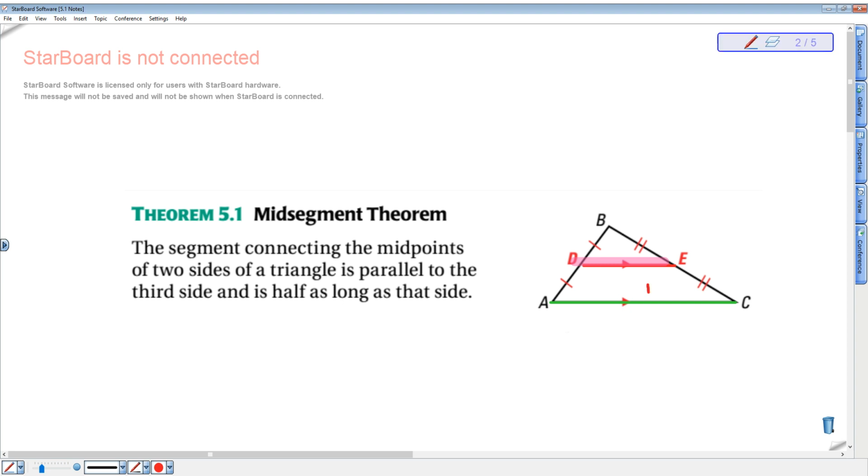Let's do a harder one. Let's do AC is 19. Line segment DE in this case is going to be half of that, and if my math is correct, it's going to be 9.5. And one more time, the exact opposite is true. If I say DE is 4.5, then I know that line segment AC is going to be 9. So that's how you can use the mid-segment theorem.